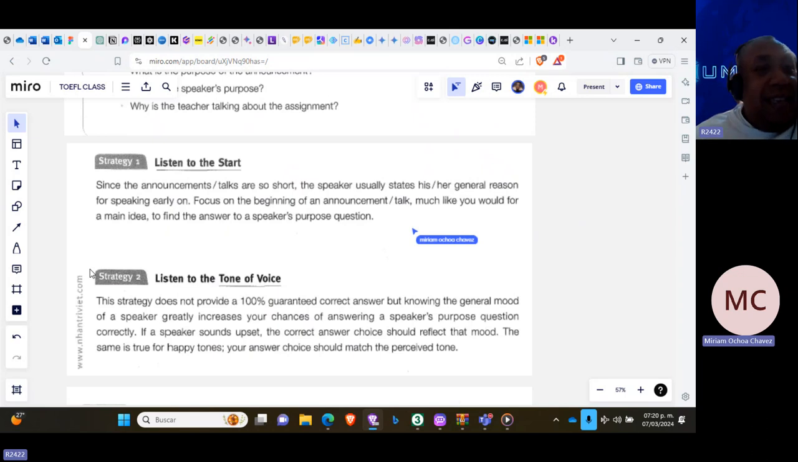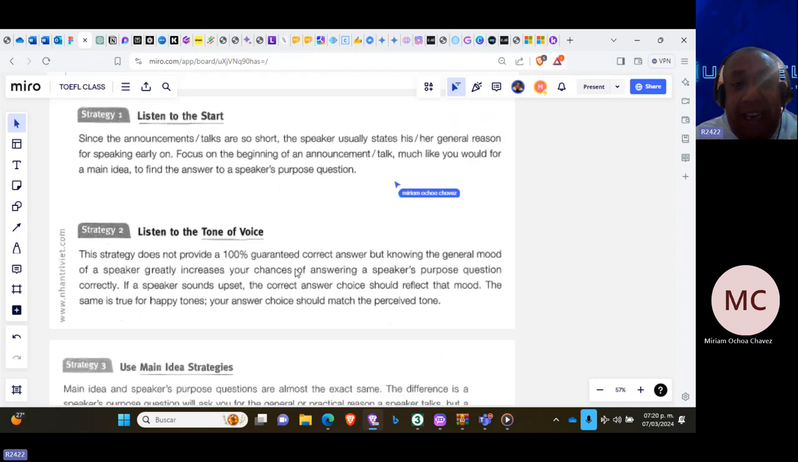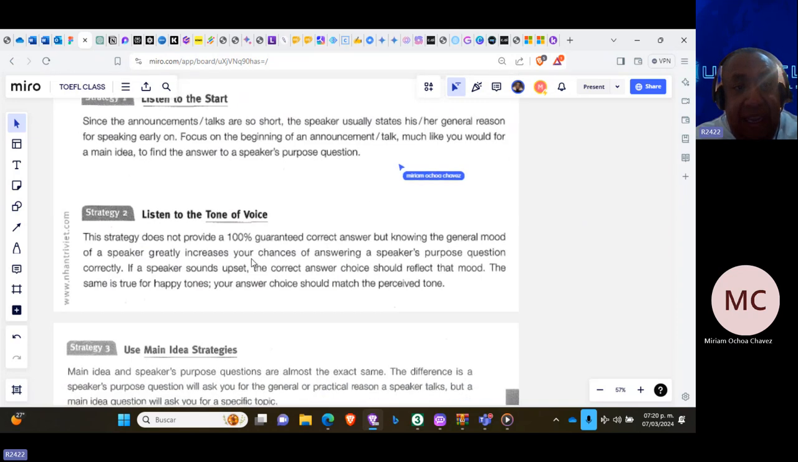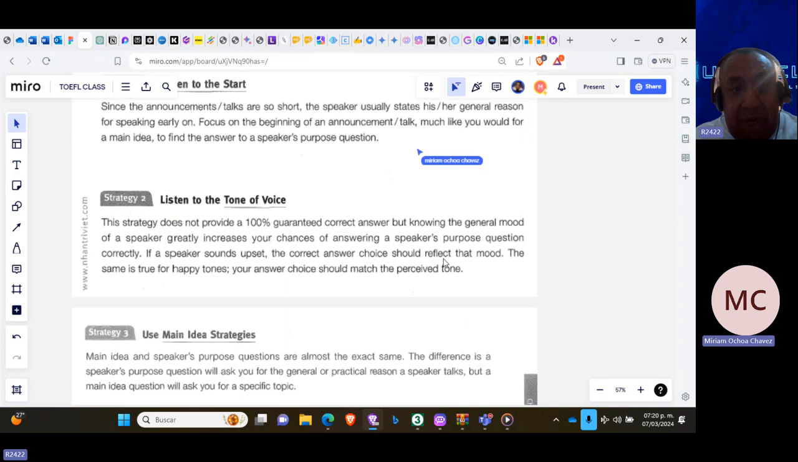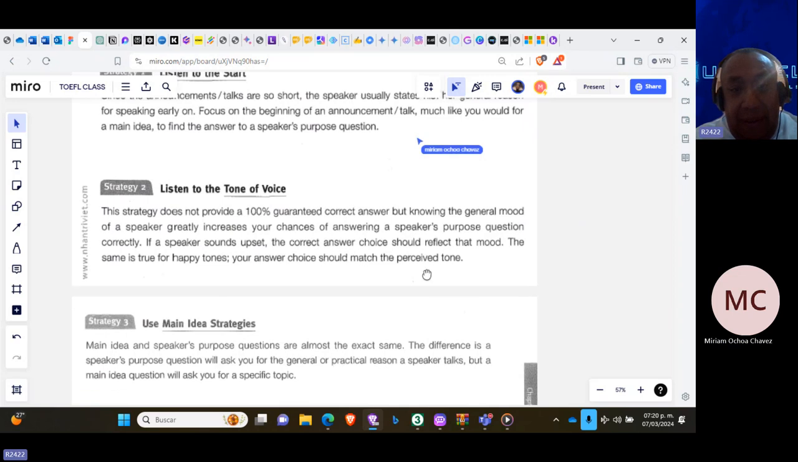Okay, look at the next. It says, listen to the tone of the voice. This strategy doesn't provide a 100% guaranteed correct answer, but knowing the general mood of a speaker greatly increases your chances of answering a speaker's purpose question correctly. If a speaker sounds upset, the correct answer choice should reflect that mood. The same is true for happy tones. Your answer choice should match the perceived tone.